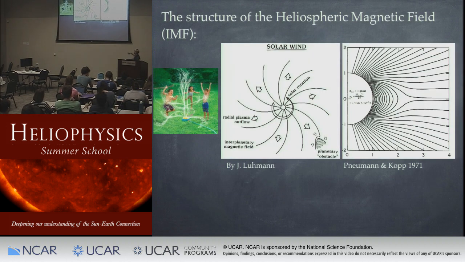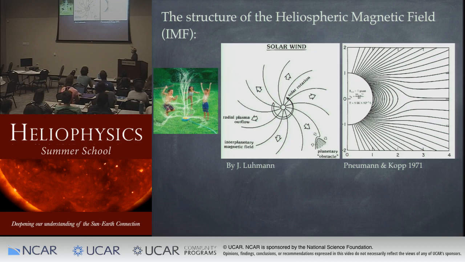Okay, the radial solar wind will carry with it the field lines because in MHD we have the concept of frozen-in flux. I hope all of you know about this. But because the Sun rotates, the interplanetary field will actually form a spiral shape.